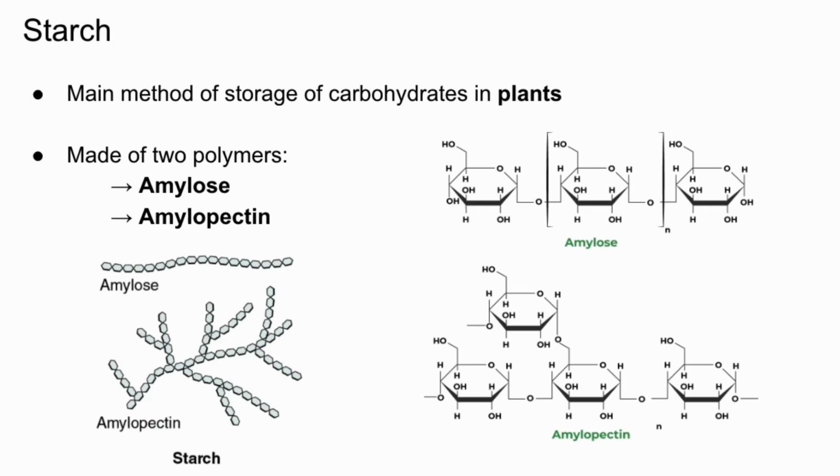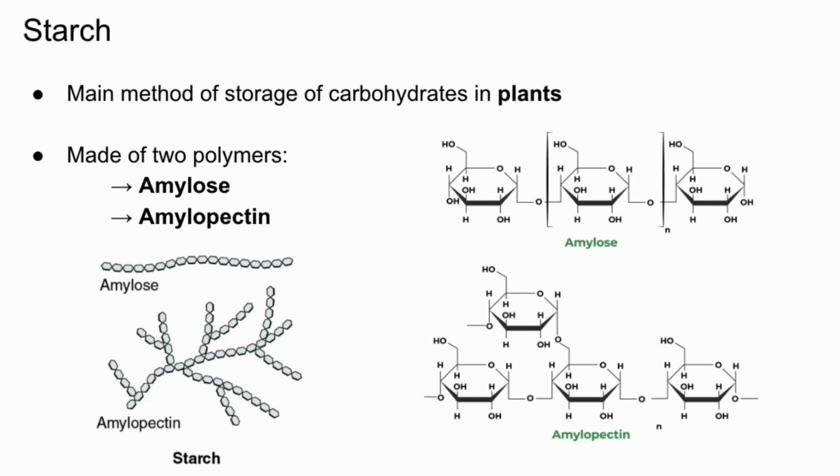Now, starch is the main carbohydrate storage molecule that is used in plants, and plants synthesize starch as a way of storing excess glucose molecules that are produced during the process of photosynthesis in a form that is going to be insoluble, compact, and osmotically inactive.